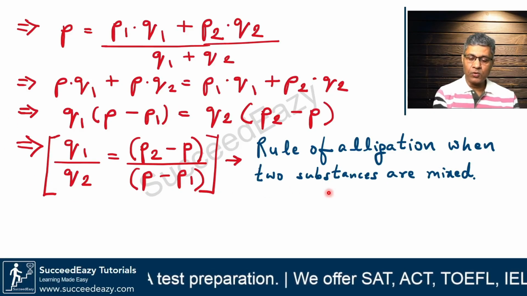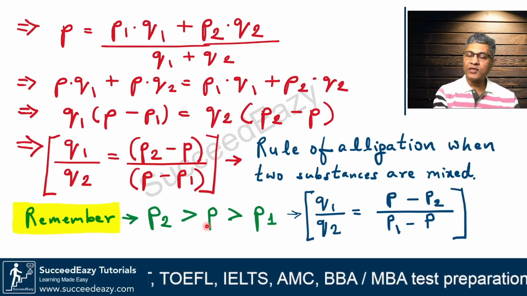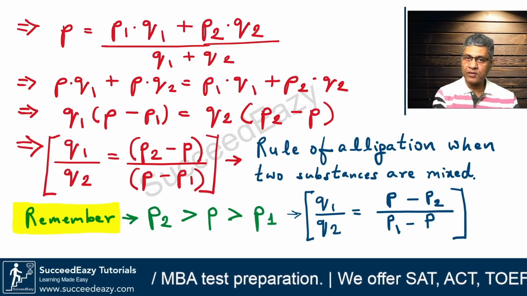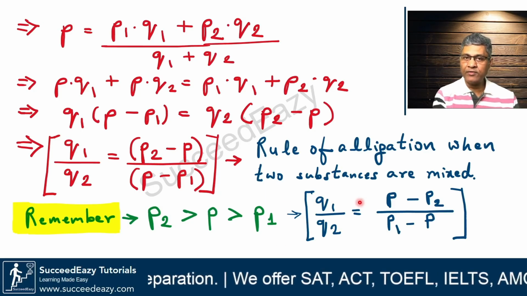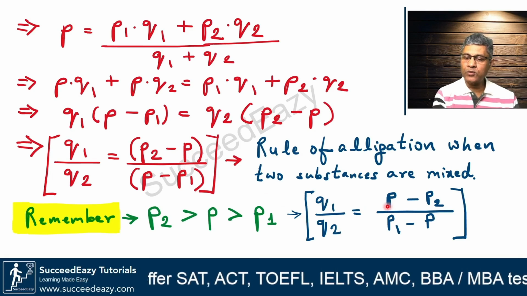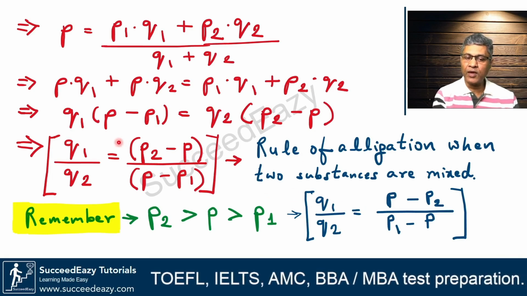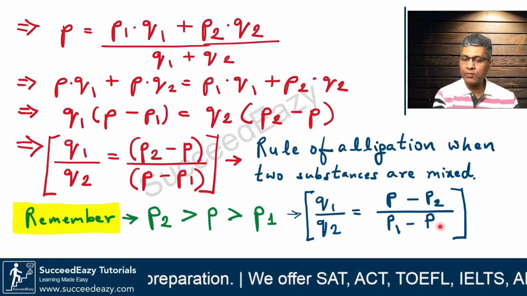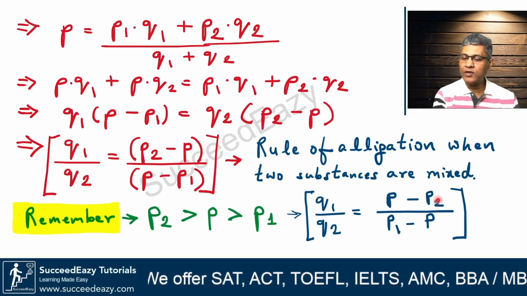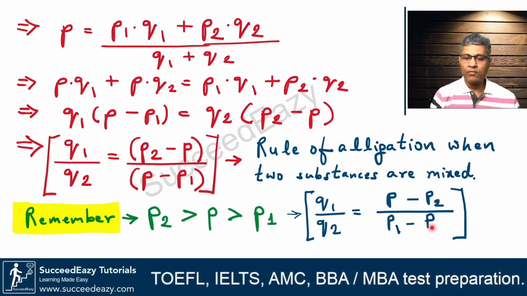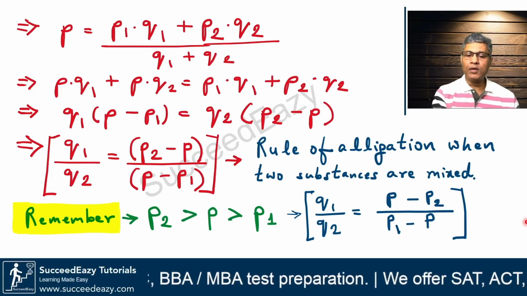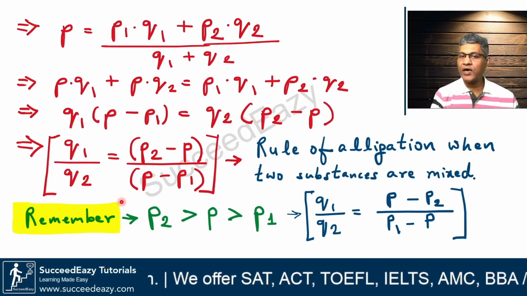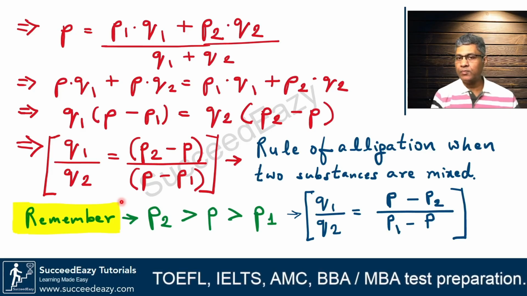So please note this. Remember that we took P2 as greater than P and P greater than P1. This was to ensure that we deal with positive numbers. But suppose you inadvertently get negative numbers, then what you can do is, for Q1 upon Q2, just multiply both numerator and denominator by minus 1. So you will get P minus P2 upon P1 minus P, right? So here P will be greater than P2 and P1 will be greater than P. If you fall into that trap, then you can use this formula. But my suggestion to you will be to always work on this. Just take P2 as the higher concentration or the higher price and P1 as the lower price.